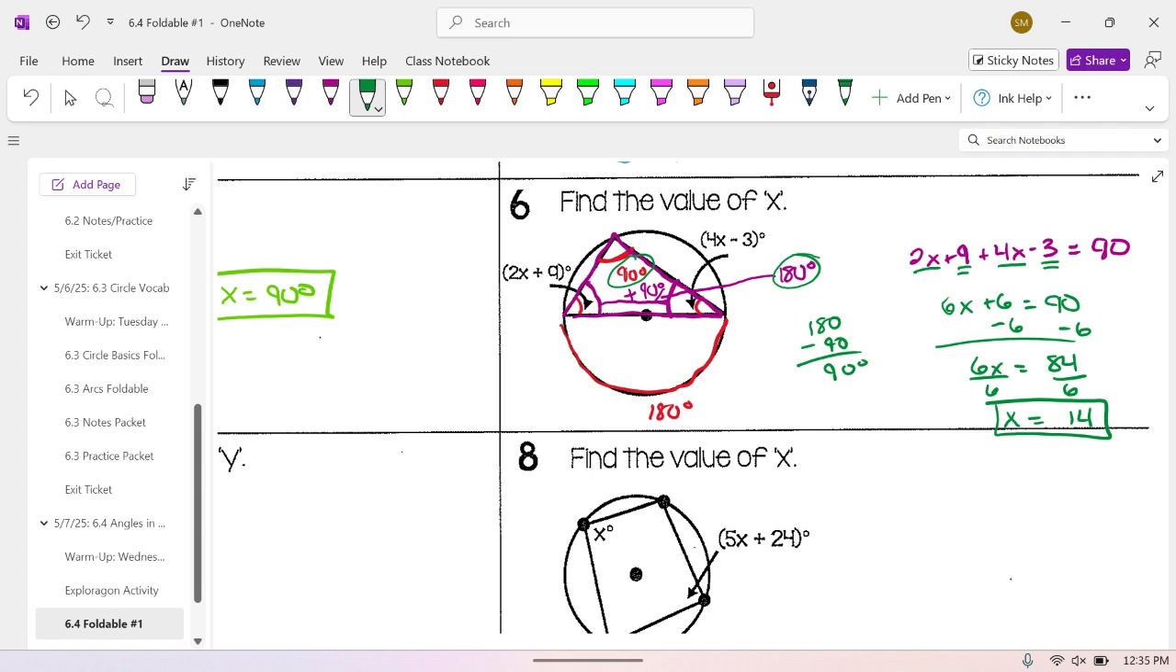Another way you could have done it as well is, since you know that all three of these angles add up to 180, you could have done 90 plus 2x plus 9 plus 4x minus 3 and set it equal to 180, and that would have given you the exact same result. So there's a couple of ways you can set up equations. That's one of them.